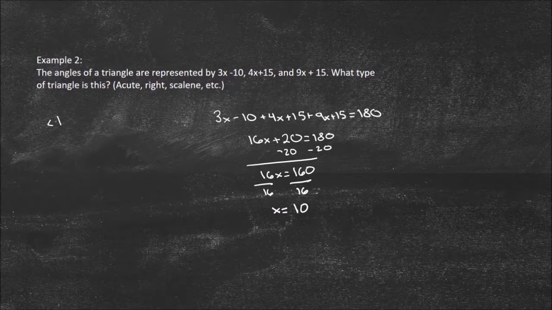So again, I'm going to say angle 1. That's my 3x minus 10 angle. And what does that become when I plug in 10? It's going to be 3 times 10 is 30 minus 10 is 20 degrees. So we got a short angle right there.